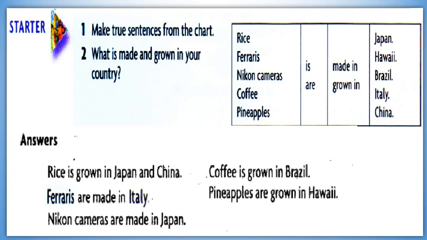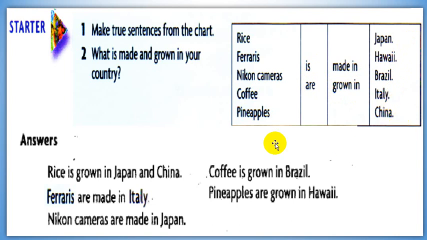What is made and grown in your country? In this chart you see 4 columns: nouns, rice, Ferraris, Nikon cameras, coffee, pineapples. In the second we have a verb, is or are, and a completion, also a verb, made in, grown in. In the fourth column we predict that it's an object, also a noun: Japan, Hawaii, Brazil, Italy, China.